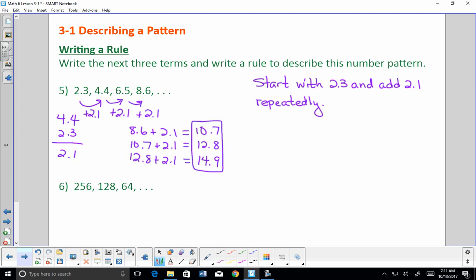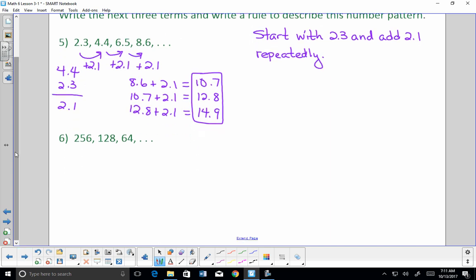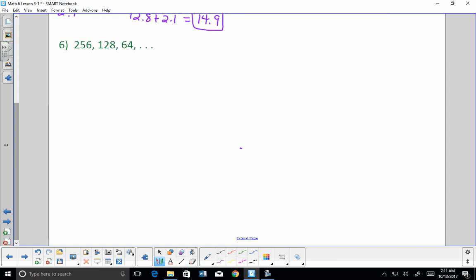Let's look at this next pattern. I start with 256, then I go to 128, then I go to 64. I'm looking at this going, I believe those are divided by 2. Half of 256 is 128, half of 128 is 64. So my pattern is start with 256 and divide by 2 repeatedly.